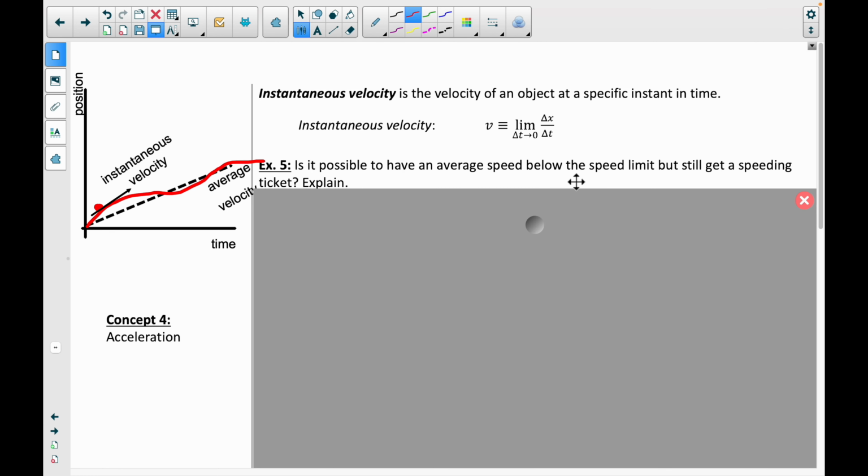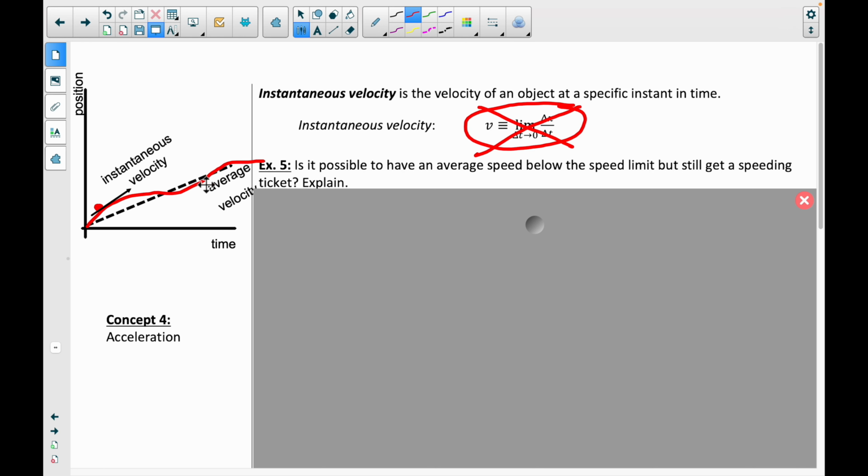A minute ago, we were talking about average speed. Now we're going to talk about instantaneous velocity. The instantaneous velocity is the velocity of an object at a specific instant in time. Now, I have this limit here. Let me tell you, you don't really need to know this. If you're a calculus person, this might make sense to you. But for this class, we don't need calculus, so we're going to ignore that for now.